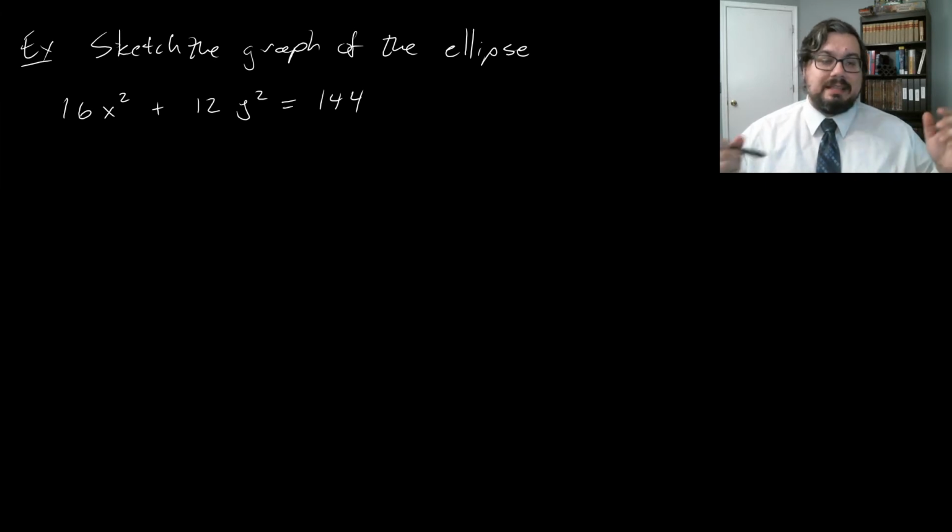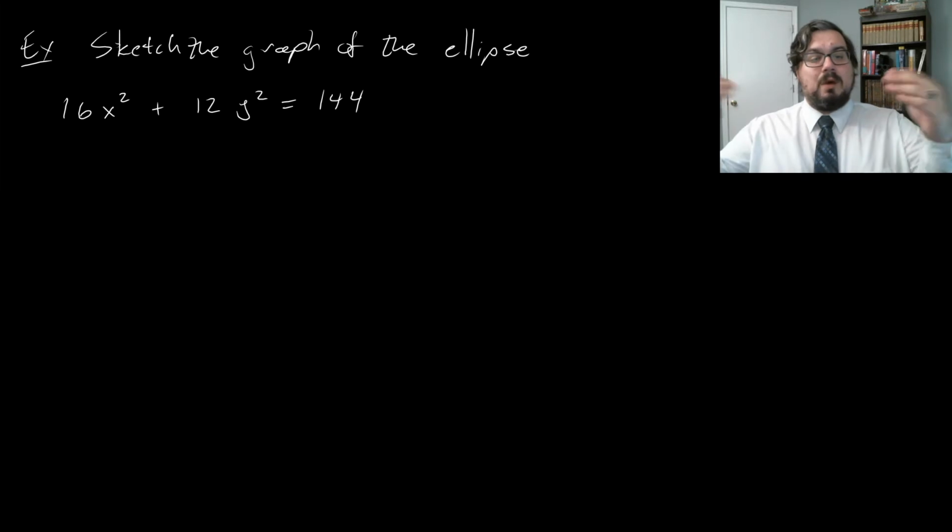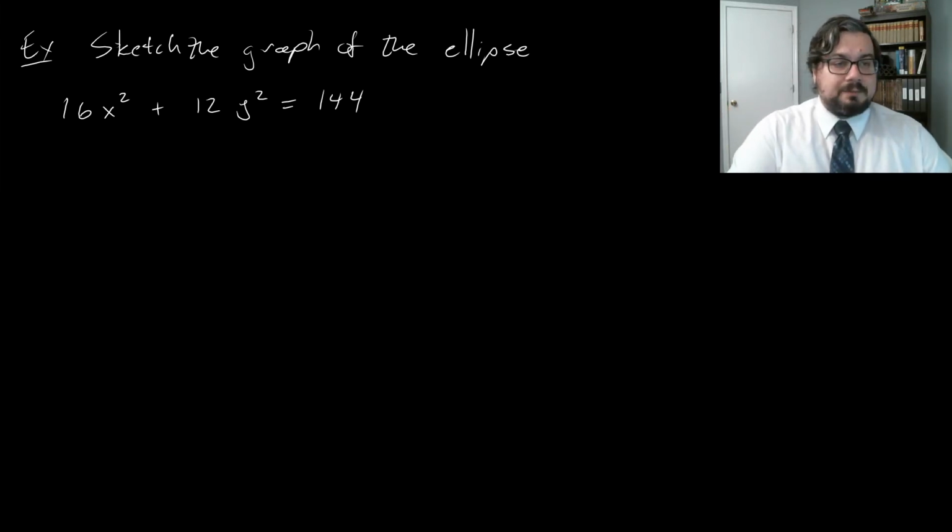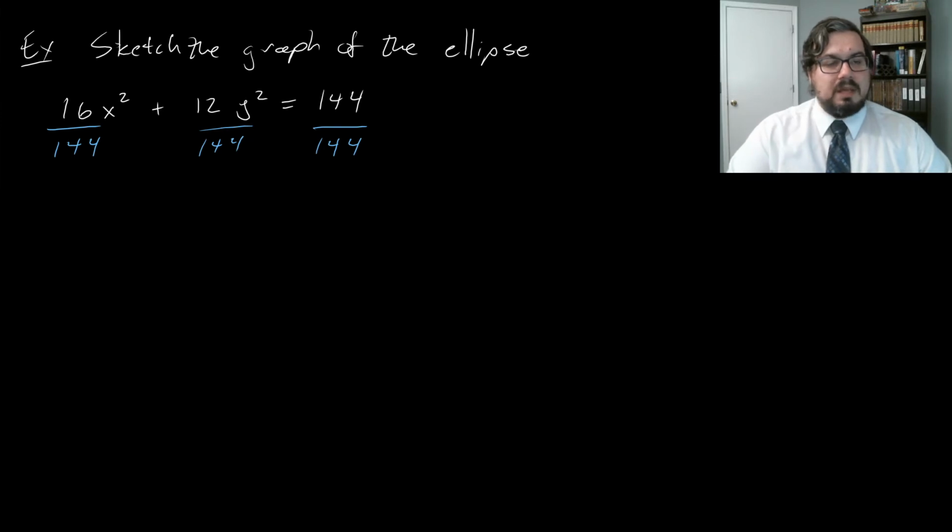We want to get the x squared and y squared terms on the left, x squared over some number, y squared over some number, add them up, and that equals 1. So the first thing that we do is we divide both sides by 144. And when we do that, we get that x squared over 9 plus y squared over 12 is equal to 1.